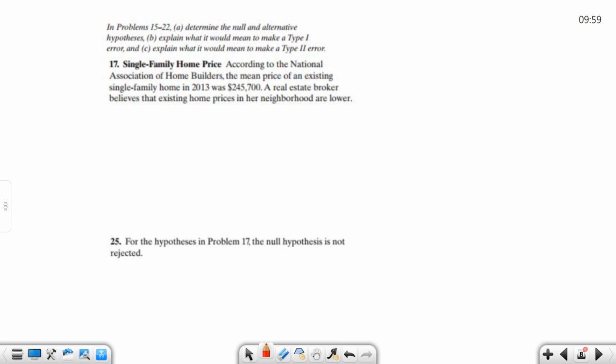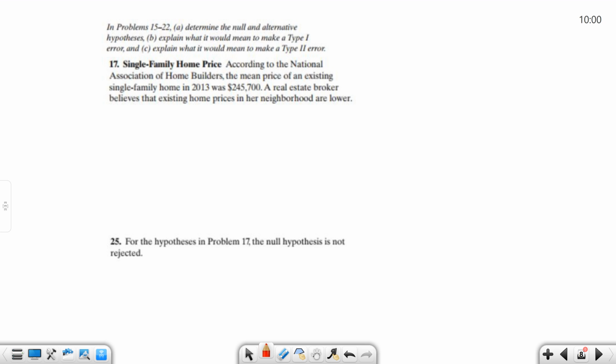determine the null and alternative hypotheses, explain what it would mean to make a type 1 error, and explain what it would mean to make a type 2 error. Remember, type 1 error, let me say it again, is when you reject the null when you shouldn't have, when it's actually true, and the type 2 error is when you fail to reject the null when the alternative is actually true, okay? So you should have rejected the null and you didn't.